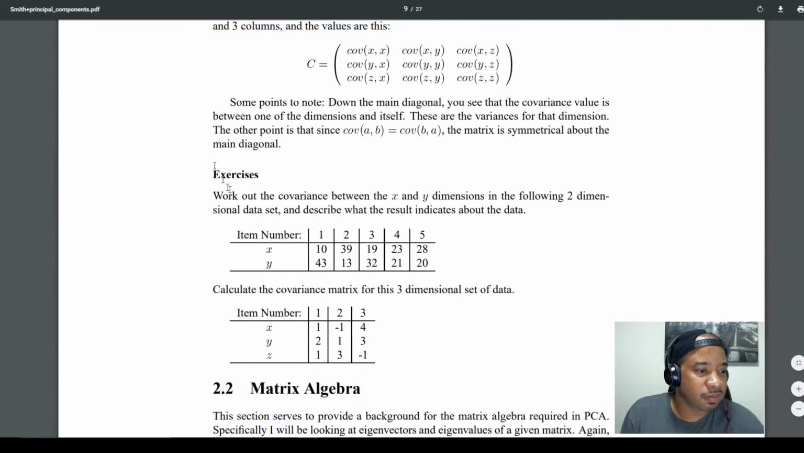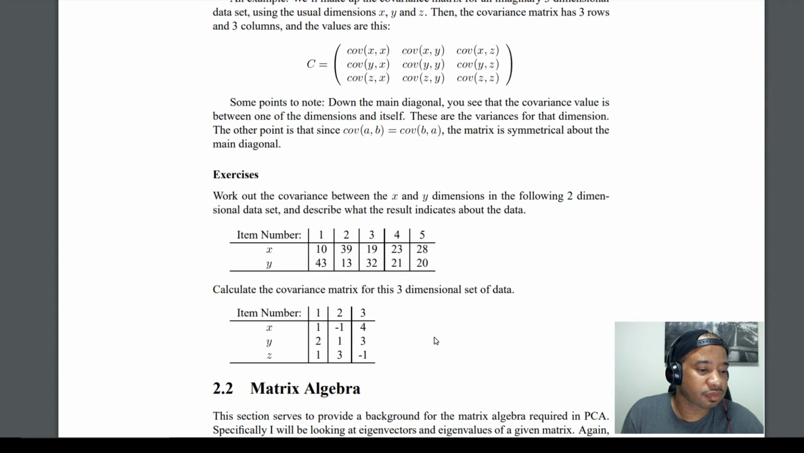So some exercises. It says work out the covariance between the x and y dimensions in the following 2-dimensional data set, and describe what the result indicates about the data. Oh, this is just your basic case. You simply calculate that one pair of x and y. Now calculate the covariance matrix for the 3-dimensional set of data. Well, this is a little different now. We now have to calculate every pair, so we'd have to calculate the covariance of every single pair. It's kind of like a table, a matrix table there.